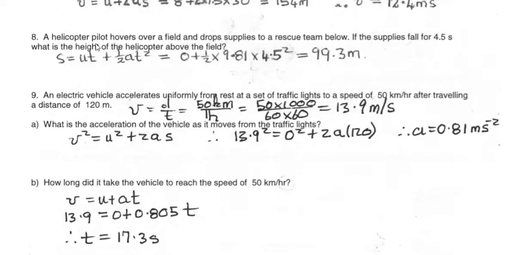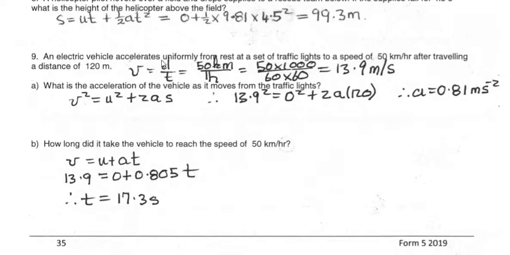Question 8. A helicopter pilot hovers over a field and drops supplies to a rescue team below. If the supplies fall for 4.5 seconds, what is the height of the helicopter above the field? Use s equals ut plus a half at squared, equals 0 plus half times 9.81 times 4.5 squared, equals 99.3 meters.